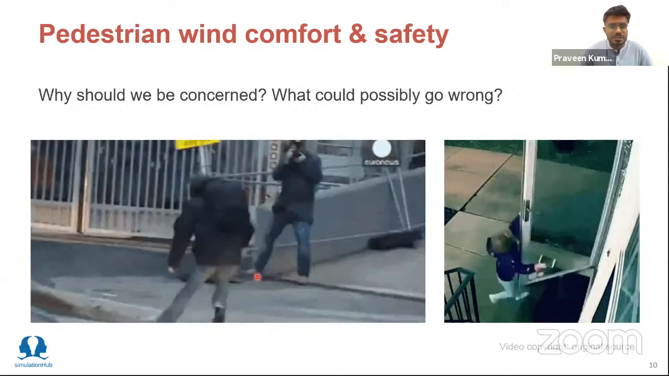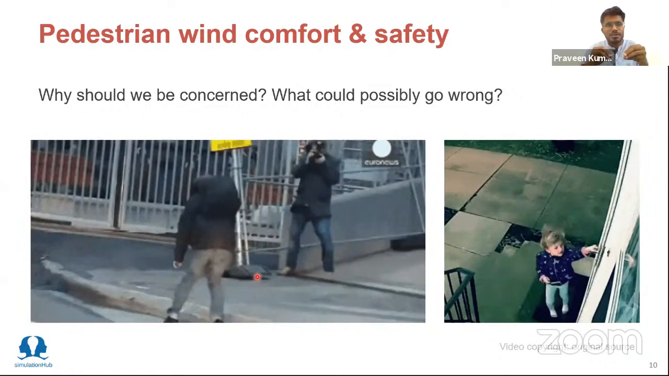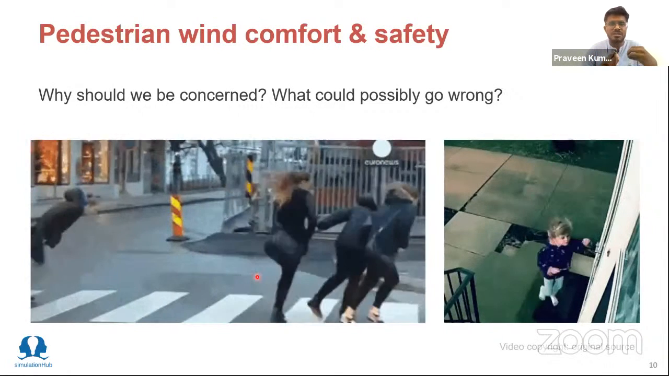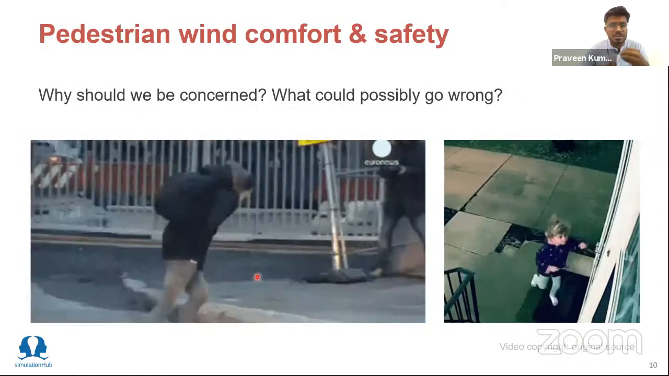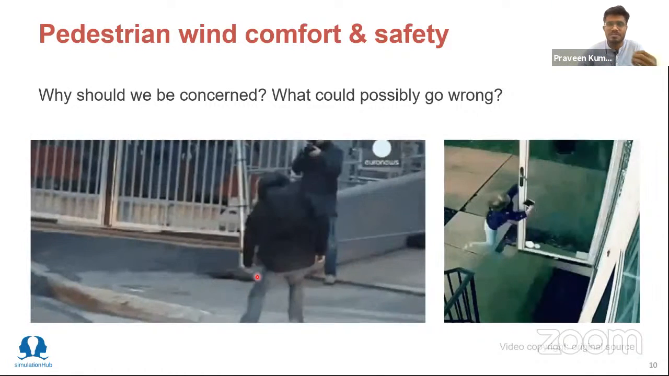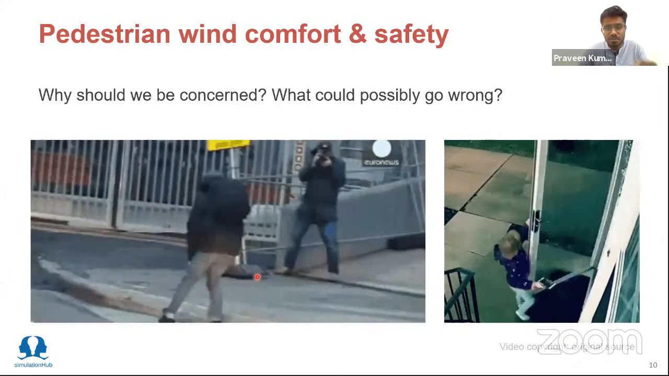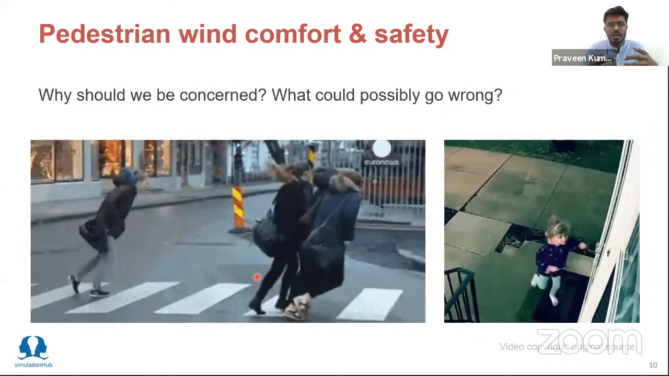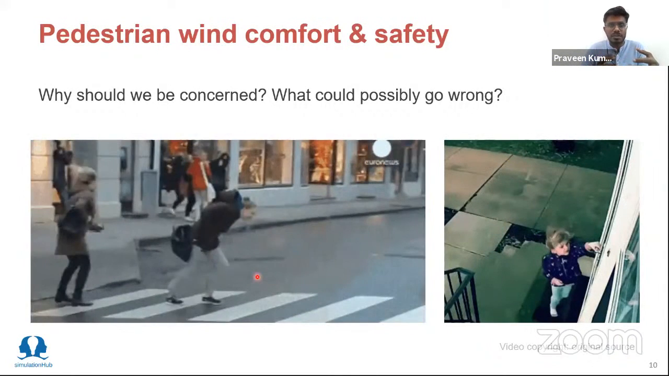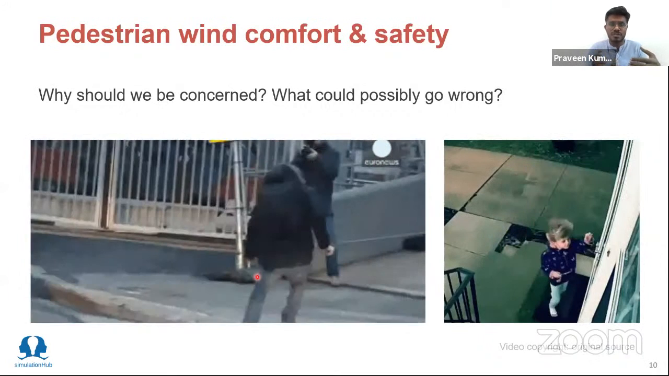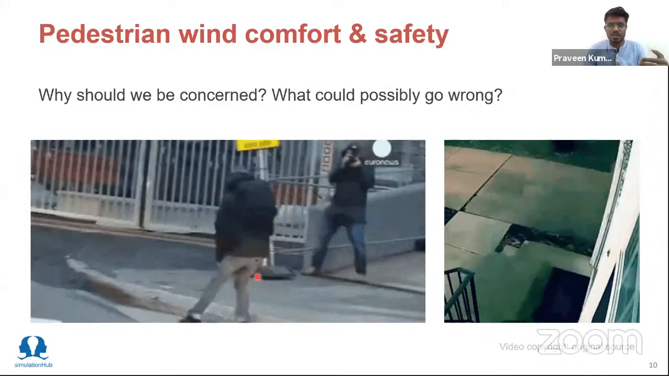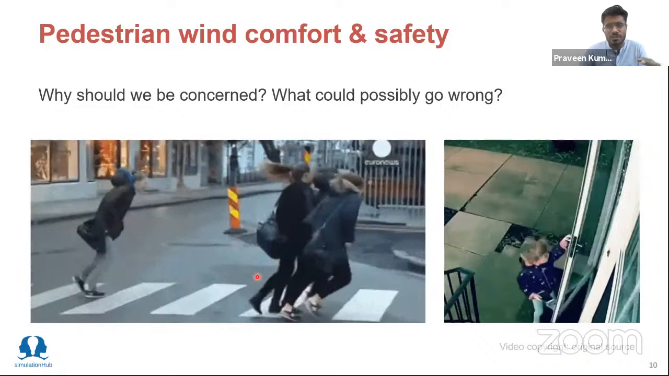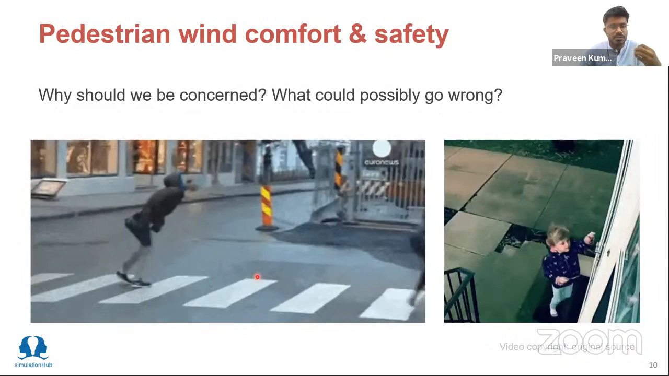You can see, as shown in the video, there can be local wind speed acceleration around buildings, which can cause discomfort, and sometimes it could be dangerous for pedestrians as well. So it's really important to understand how the wind behaves around a building, so we can take preventive measures to avoid such discomfort and local acceleration of wind. To understand this, we need to know what causes such wind behavior around buildings.